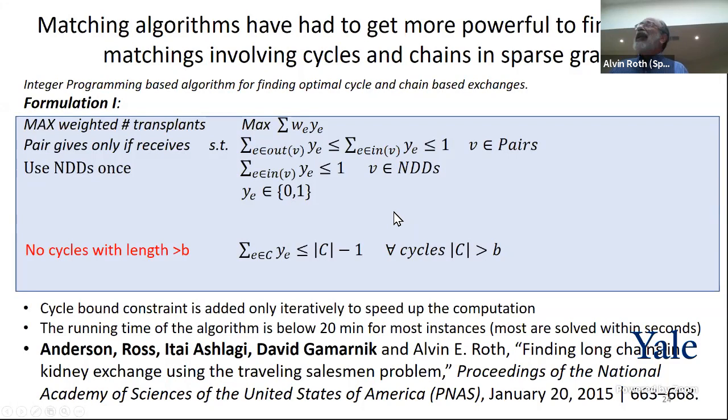But you don't have to see chains, because a chain starts with a non-directed donor. You can just model it as you say, the non-directed donor has an artificial companion who can receive every kidney. So every chain is a cycle that ends back at the non-directed donor. So it's a way of thinking about the integer program that lets you not think of chains differently than cycles.